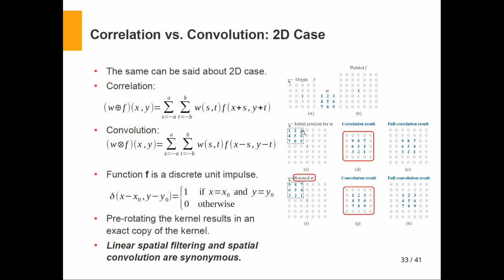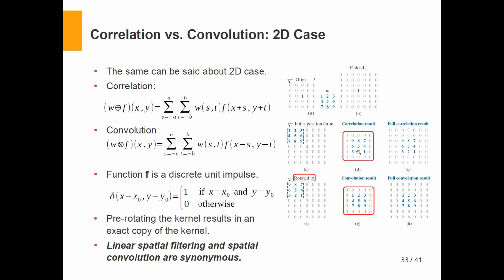If we move it 1 pixel to the right, again we get 0, 1 pixel to the right, 0, and then all the way until the last element of the first row. Then we move this one pixel down, and then we do the same. So after repeating this process for all the pixels in the original image, this is the correlation result that we get.